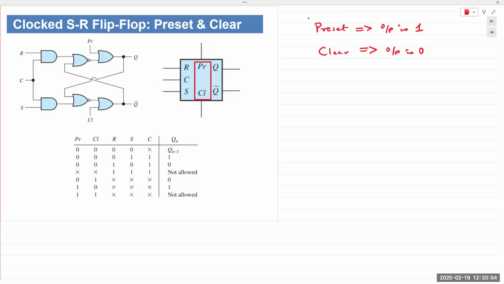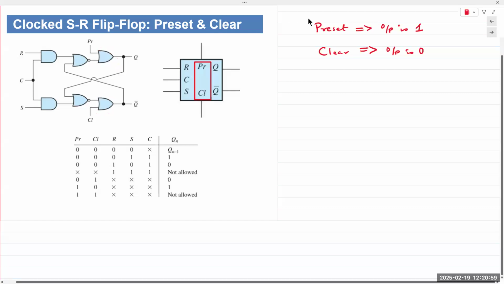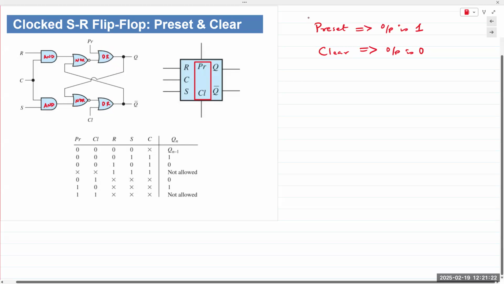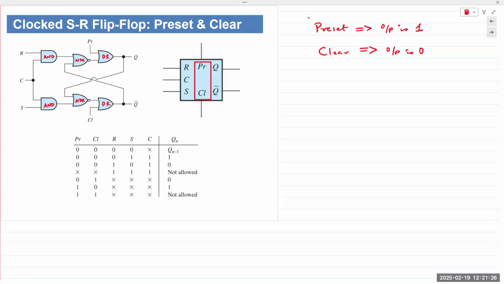The preset requires the addition of a NOR gate at the output or the standard output of our SR flip-flop. So an OR gate. This is the NOR gate. This was our original SR or RS flip-flop. All right. Let's look at the operation of the preset and the clear.